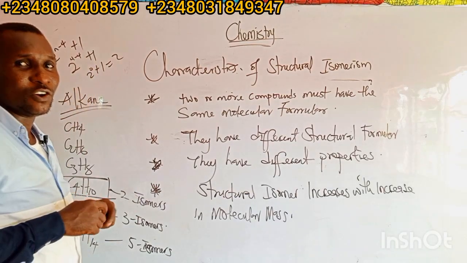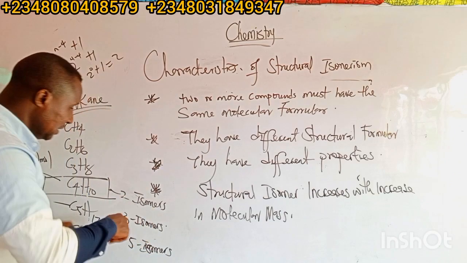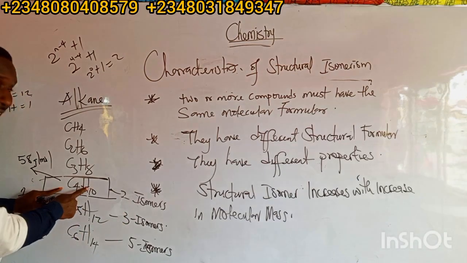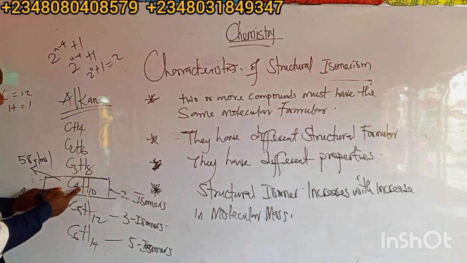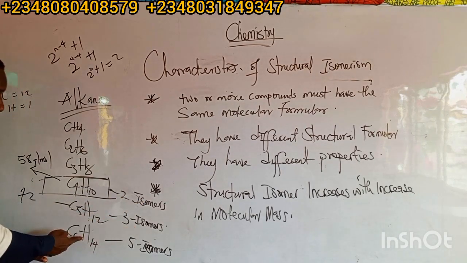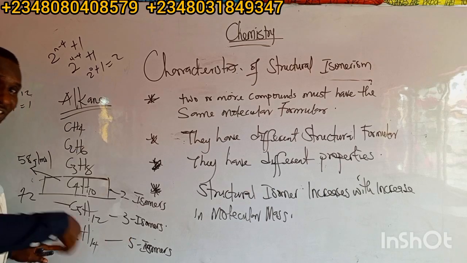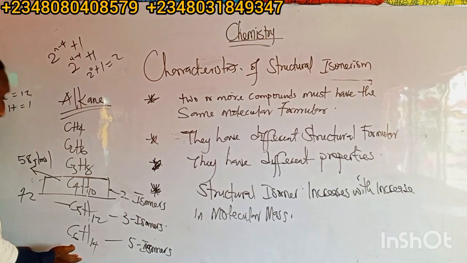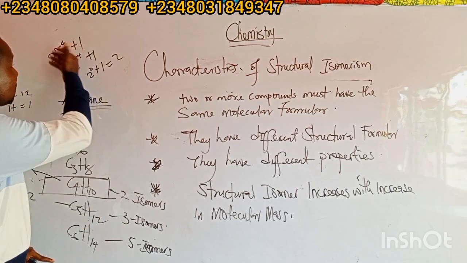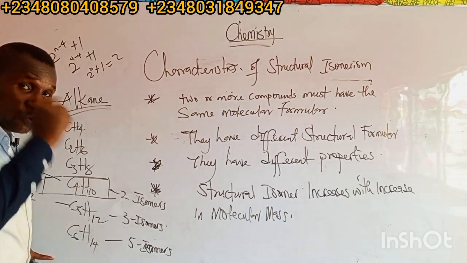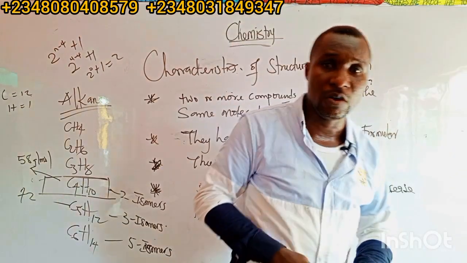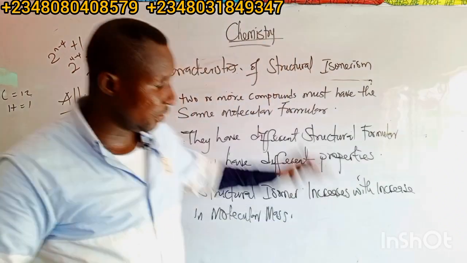That's one of the characteristics of structural isomerism. The structural isomer increases as molecular mass increases. Butane is where isomerism starts. The isomers of butane is 2, the isomers of pentane 3, the isomers of hexane is 5. As the molecular mass is increasing, for the next one, heptane, the isomers is 9. If you use this formula to calculate, 9 isomers. Those are the characteristics of isomerism. Please take note of them.